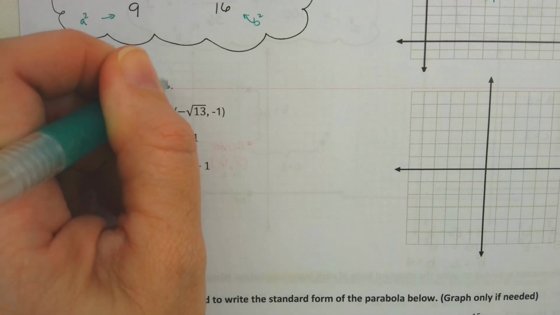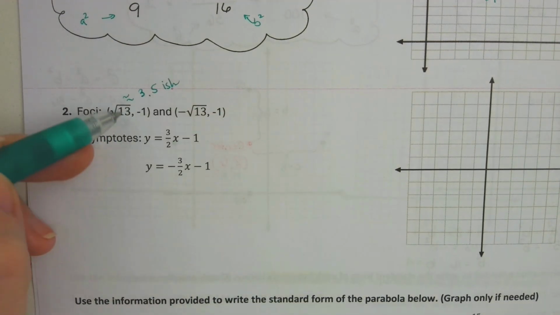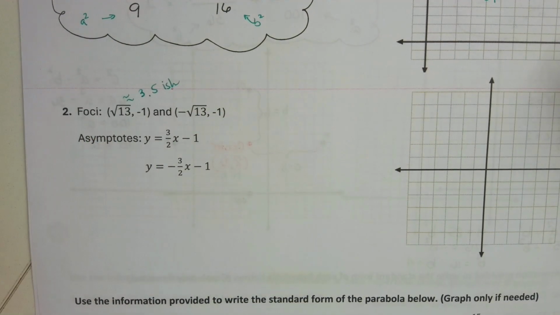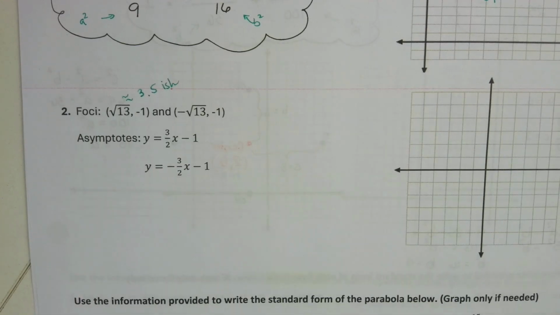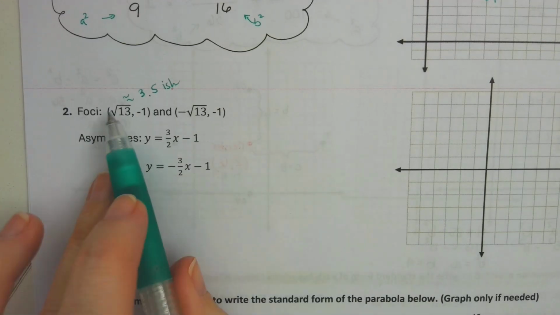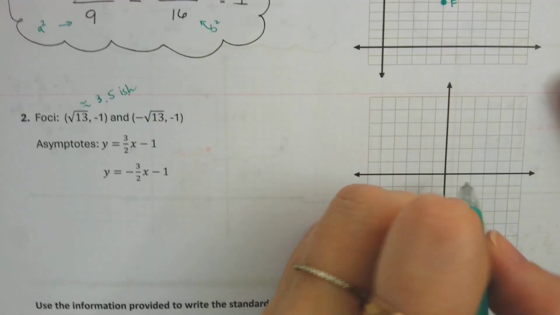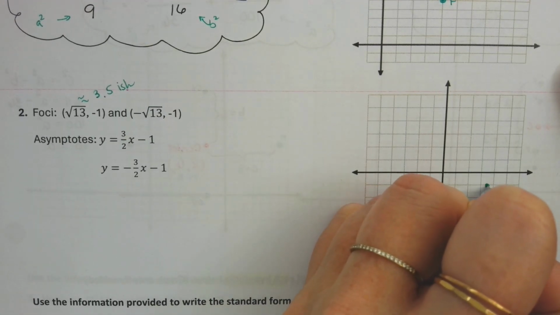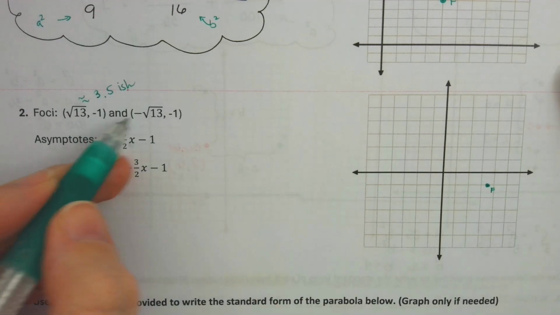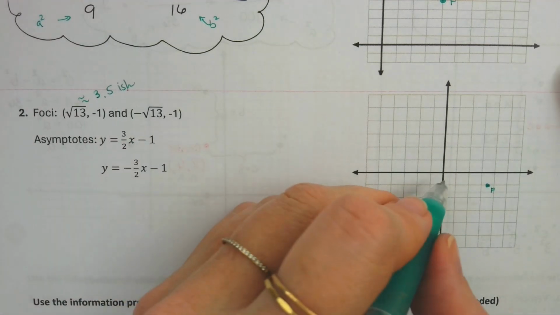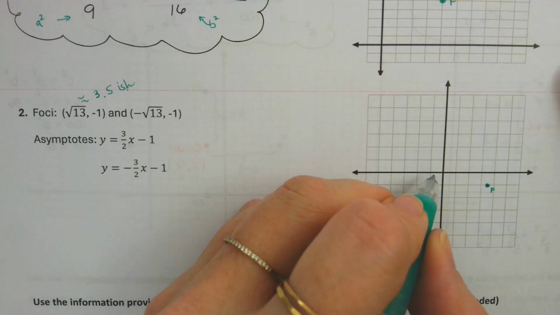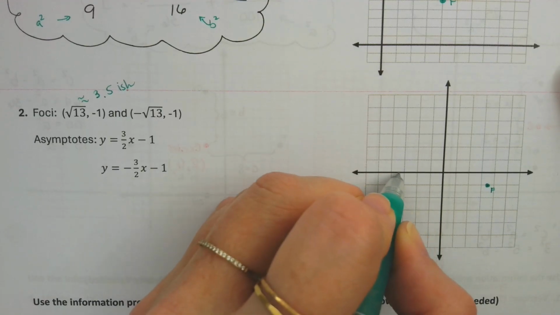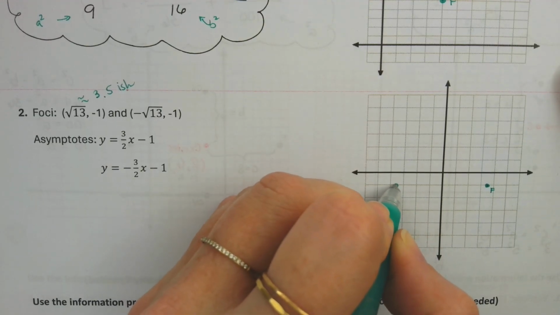3.5-ish, yeah. Because square root of 9 would be 3, square root of 16 would be 4, and then square root of 13 is kind of halfway in between. So one of them is at 3.5-ish, -1. And the other is at negative square root of 13-ish, -1. So like negative 3.5-ish, -1.